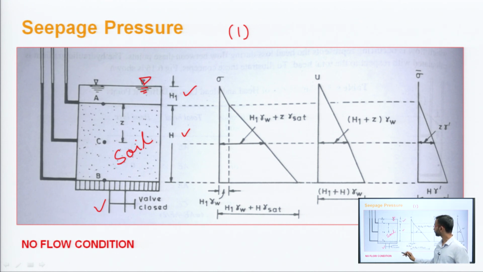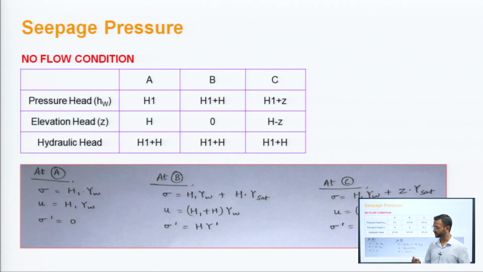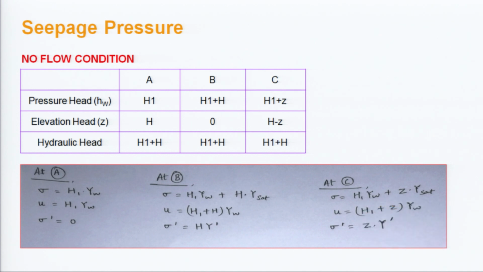So, understand that in the no flow condition there is this point A, this point C and this point B. In these 3 points, what are the different heads? At point A, the pressure head is H1. At B point, it is the lowermost point, the pressure is H1 plus H, and at that C point, it is H1 plus Z. How do we know this pressure head?